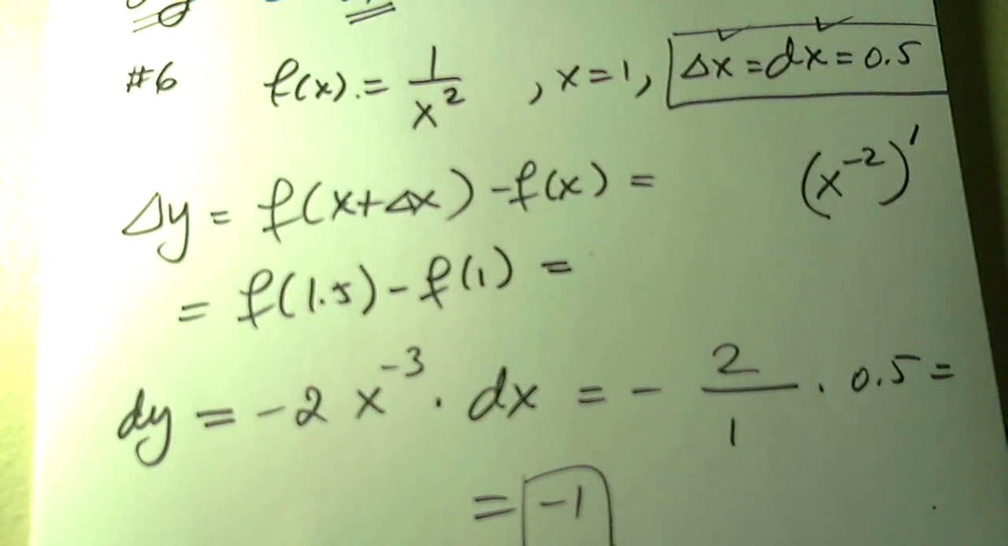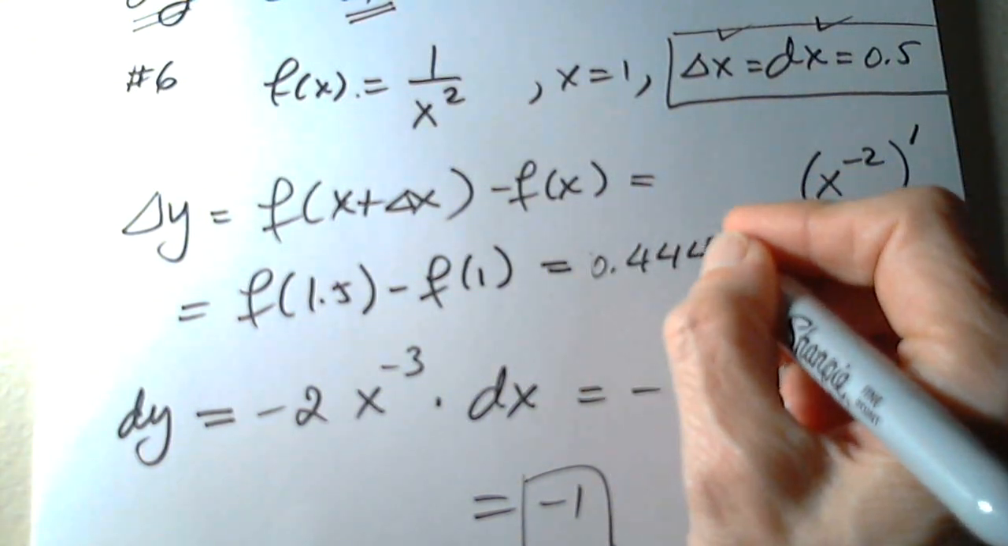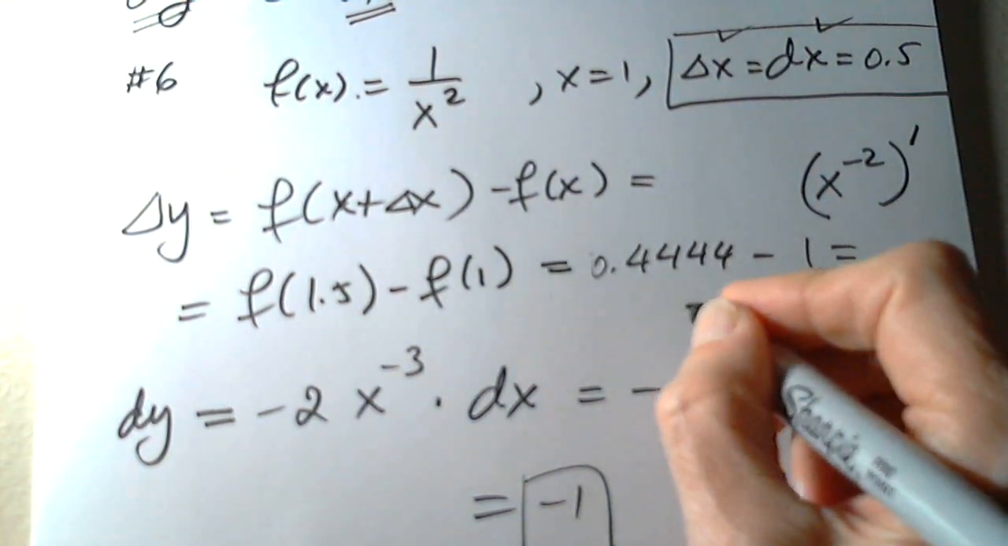So I will put in the graphing calculator 1 over x squared. So 1 divided by x squared. And then second table. And I will plug in 1.5. And when I plug in 1, I get 1. So the answer is 0.4444 minus 1.